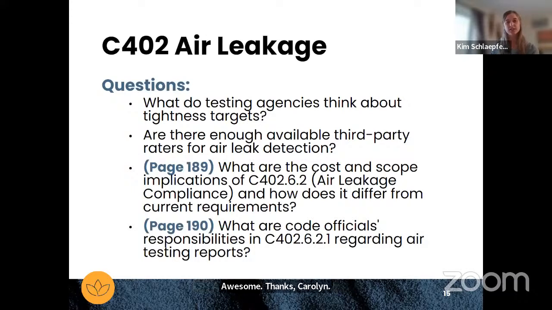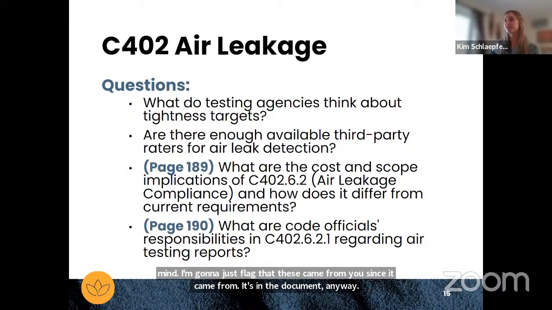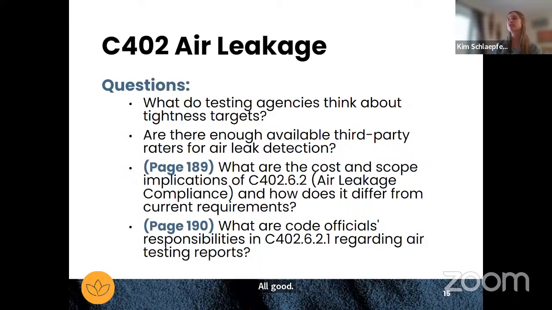Okay, so I'm going to move us on to the second two questions on this page. And Kevin, I hope you don't mind, I'm going to just flag that these came from you since it's in the document anyway. So for that first question, what are the cost and scope implications of C402.6.2, which is the air leakage compliance section, which can be found on page 189 for those of you following along in the code, and how does it differ from current requirements? So Hope and Anna, would love you guys to chime in on that one.